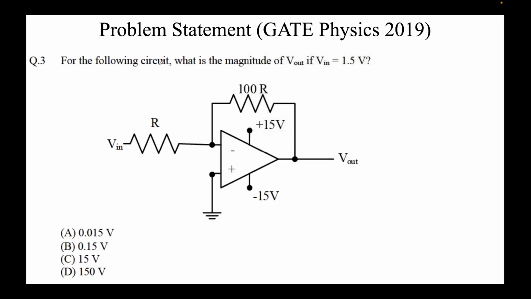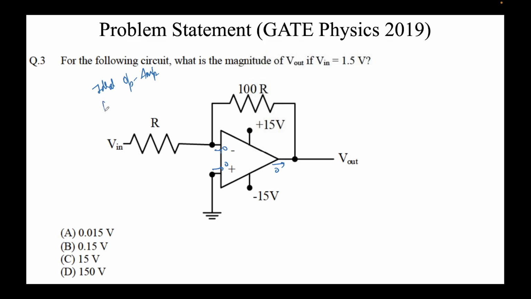Second question, in the following circuit, what is the magnitude of V out if V in is equal to 1.5 volts? Again, I'll do simple checks. If nothing is given, assume it's an ideal op amp. What does an ideal op amp mean? Means current here is 0, current here is 0, current here going out is 0. This is a good practice. Once you get enough practice, you'll assume it's 0.